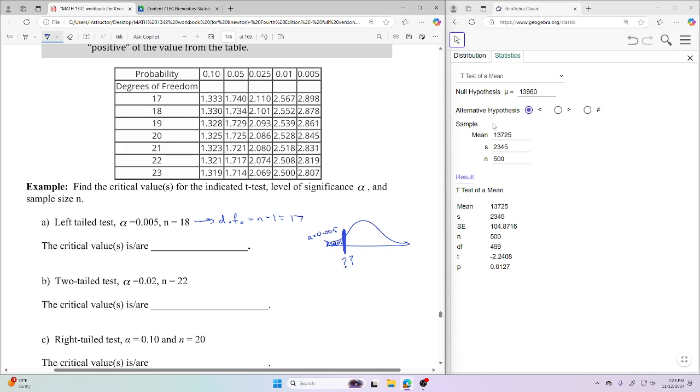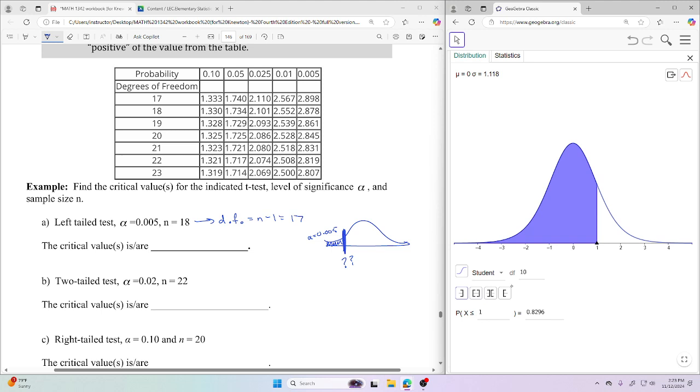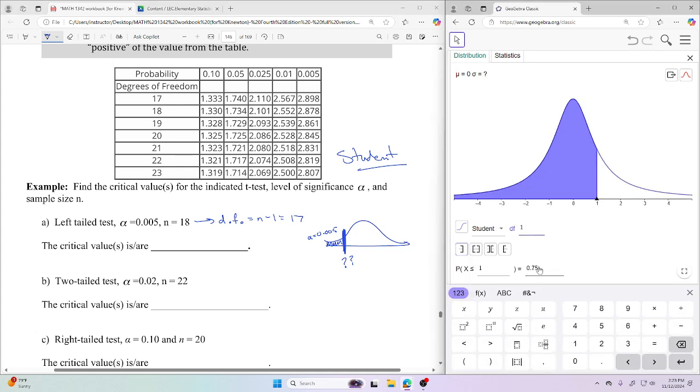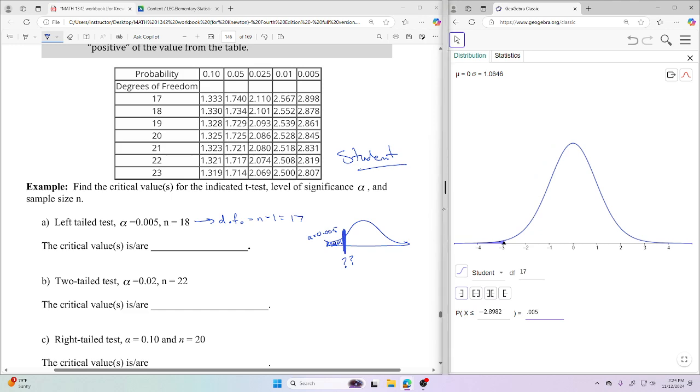And yeah, they got the table. I don't want to use the table. I'm going to go over here, and instead of normal, we go to student. I'm going to write that down. Go to student. And we put in what we got. So my degrees of freedom here is 17. And then I'm looking for 0.005. And you can see that's really tiny. And it's on the left. Does it match my picture? Cool. So what was that cutoff line? Negative 2.8982. You round to whatever you need to do, of course.